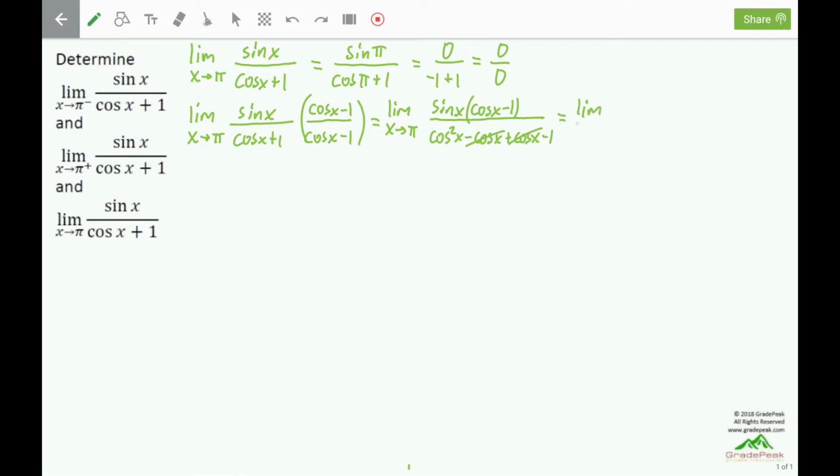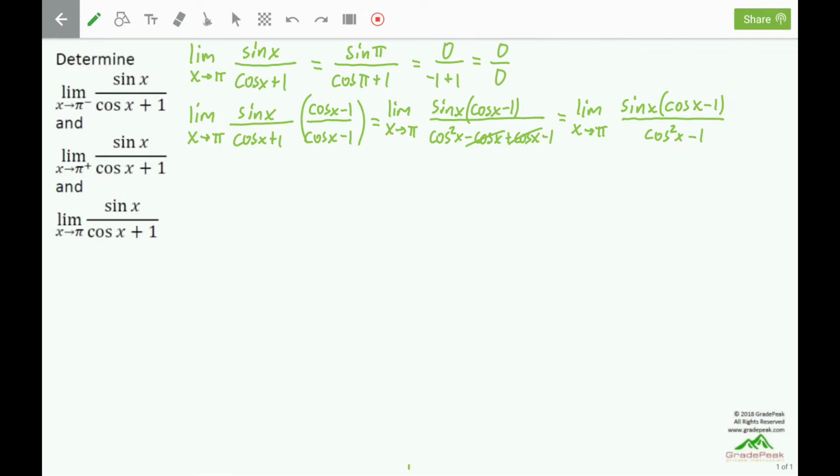And this is going to become, leaving the numerator factored, sine of x times cosine of x minus 1 divided by cosine squared of x minus 1.